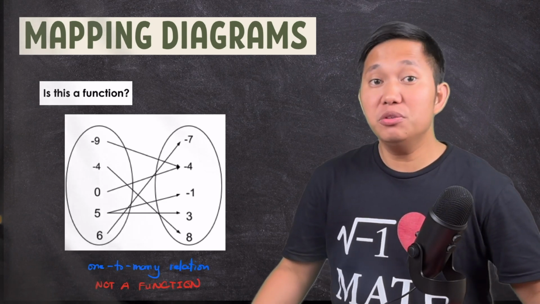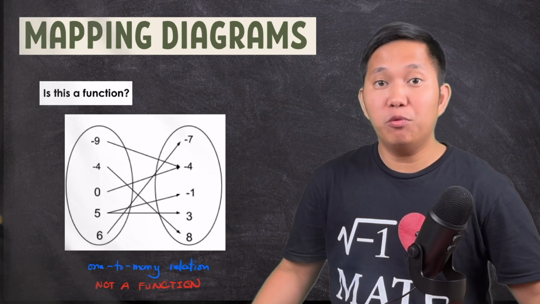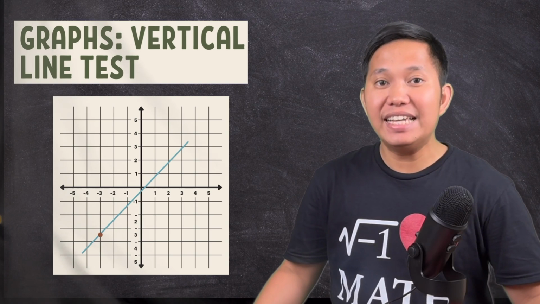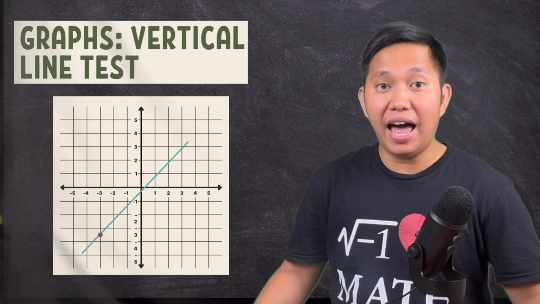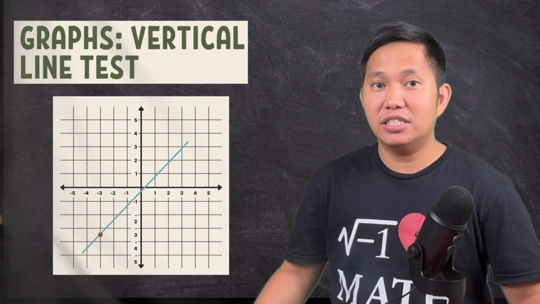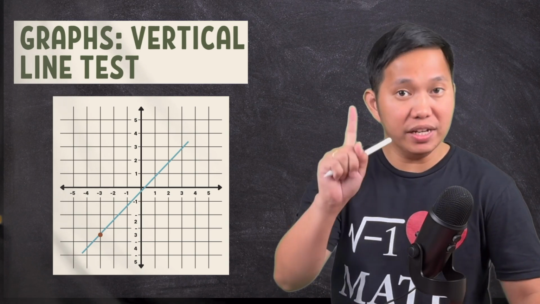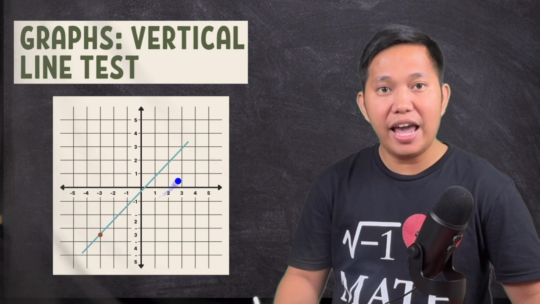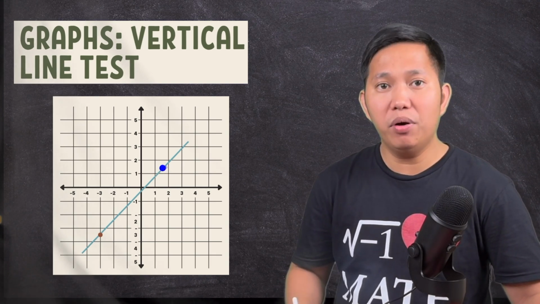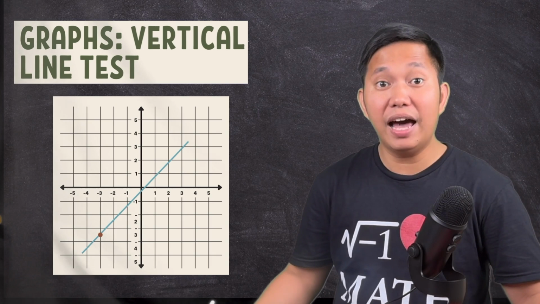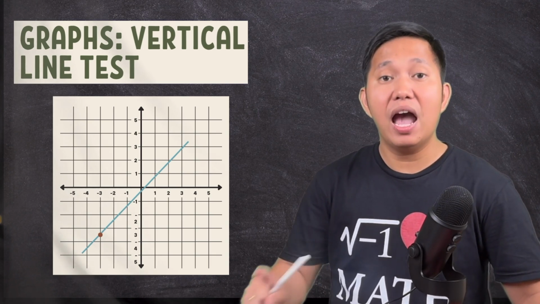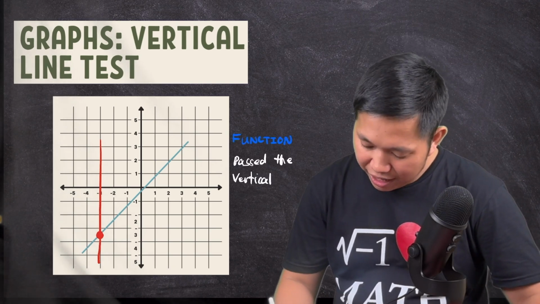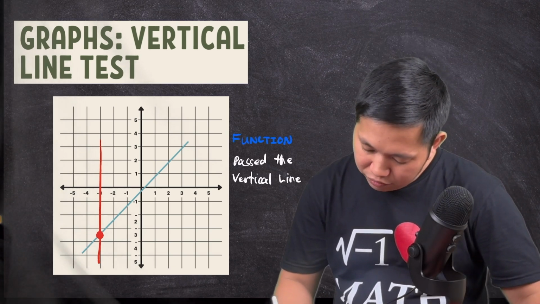We can also use the vertical line test to check whether a graph of a relation is a function or not. The vertical line test says that if a vertical line drawn anywhere on the graph can touch the graph only once, then it is a function. Now, if I draw a vertical line here through any points on this graph, the vertical line only crosses the graph at one point. Hence, this is a function because the graph passed the vertical line test.